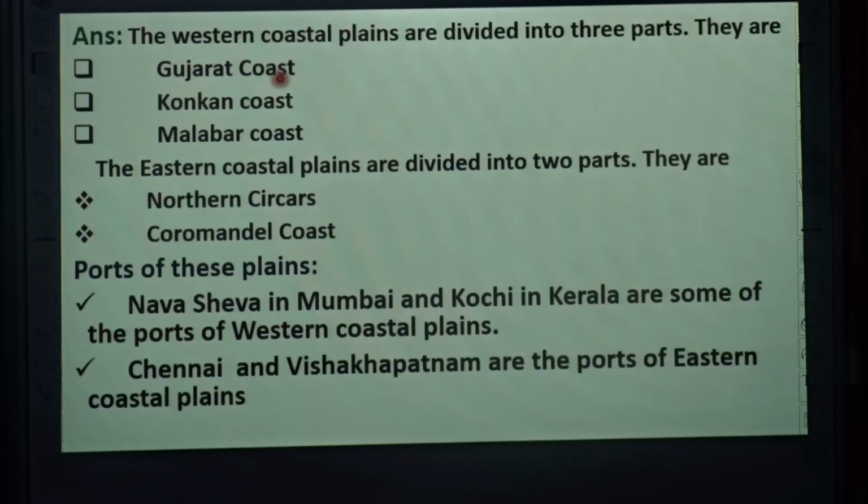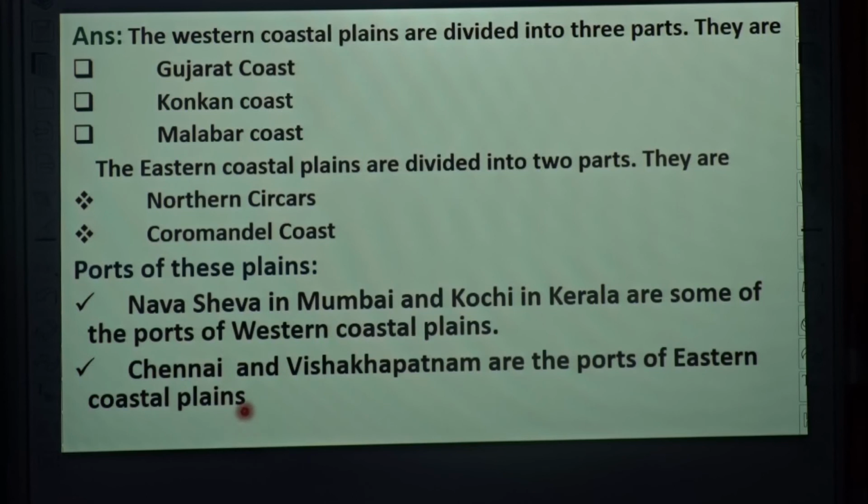So your answer is, the western coastal plains are divided into three parts. They are Gujarat coast, Konkan coast and Malabar coast. The eastern coastal plains is divided into two parts, the northern Sarkars and the Coromandel coast. So the ports of each coast: Navasheva in Mumbai and Kochi in Kerala are the two ports in the western coastal plains. Chennai and Visakhapatnam are the ports of eastern coastal plains.